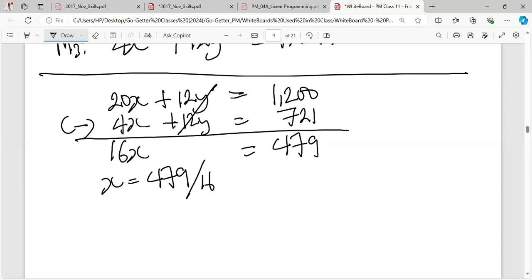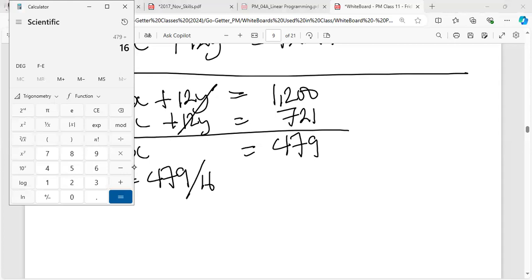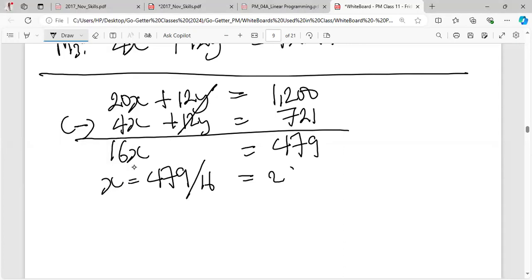So your 479 divided by 16 will give us 29.9375. So that's your x. Now we'll use this value of x.